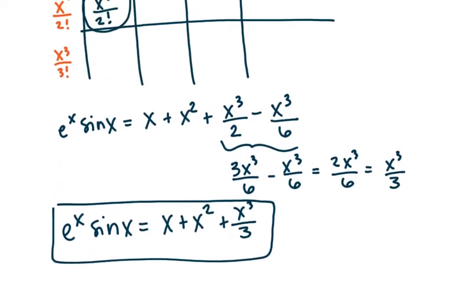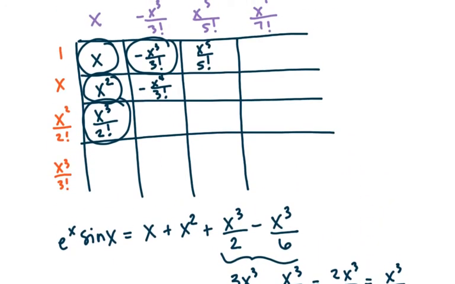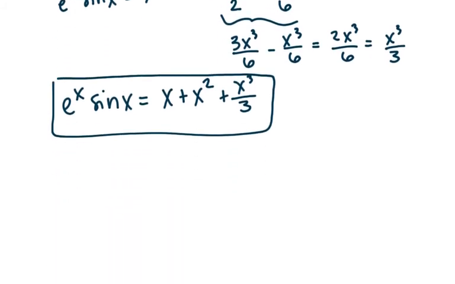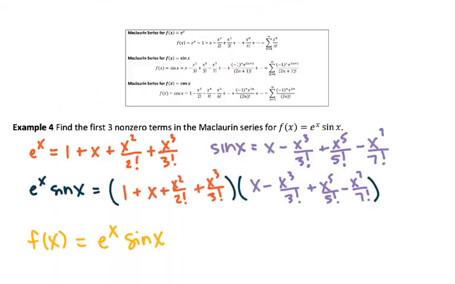Now if they had asked for the first 4 non-zero terms, we would have had to look at this degree 4 combined with this one. It can quickly get very messy, which is why they're probably not going to ask for more terms than 3 or 4. But let's go write this on our paper. So if we're estimating e to the x sine x with 3 terms, it's going to simplify to x plus x squared plus x cubed over 3, or 1/3 x cubed. And that's it.